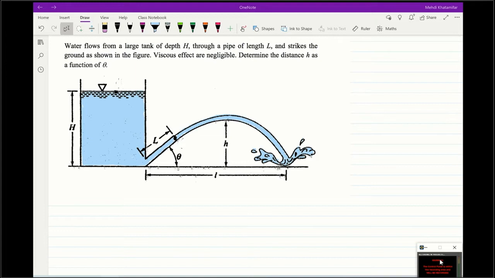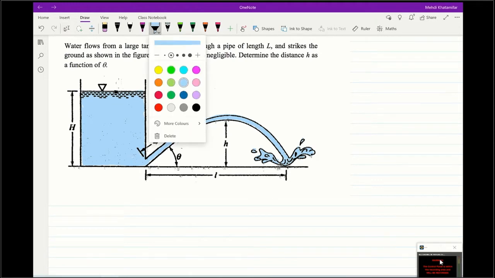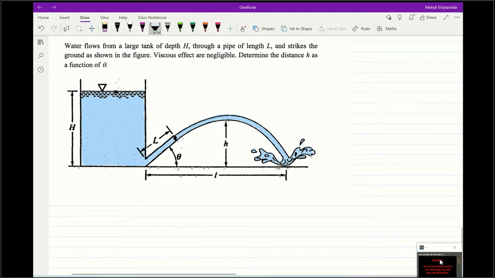Water strikes the ground with the shape as you can see, and the highest height of the water stream is h. So the question says determine the distance h as a function of theta.